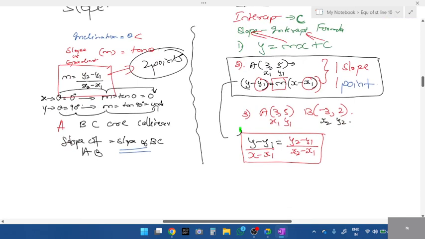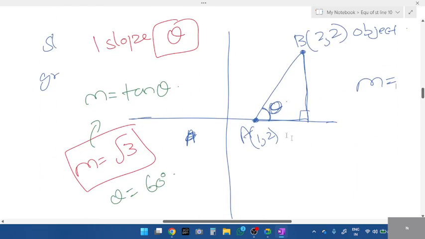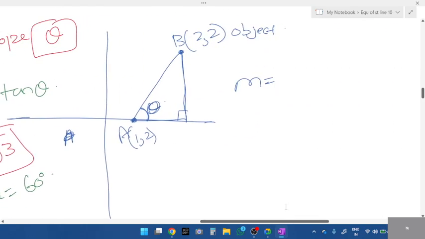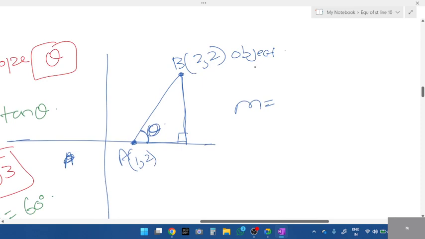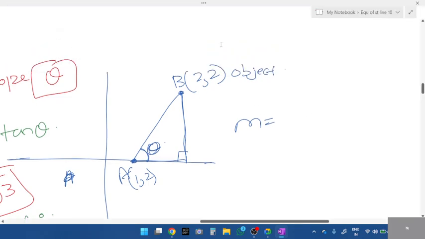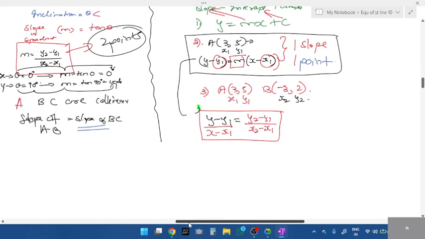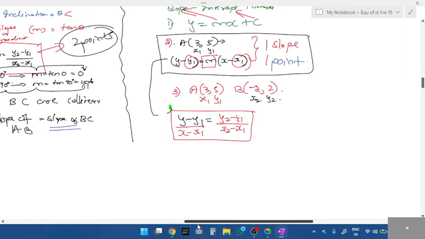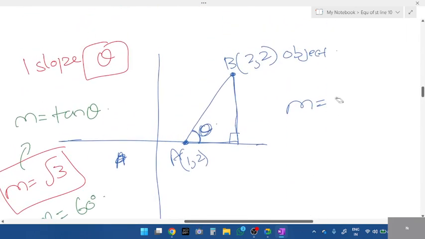Y2 minus Y1 divided by X2 minus X1. See, these are the 2 points. A is the original point, B is the reflection. We need to find slope M. What's the formula when 2 points are given? So the formula is Y2 minus Y1 divided by X2 minus X1.